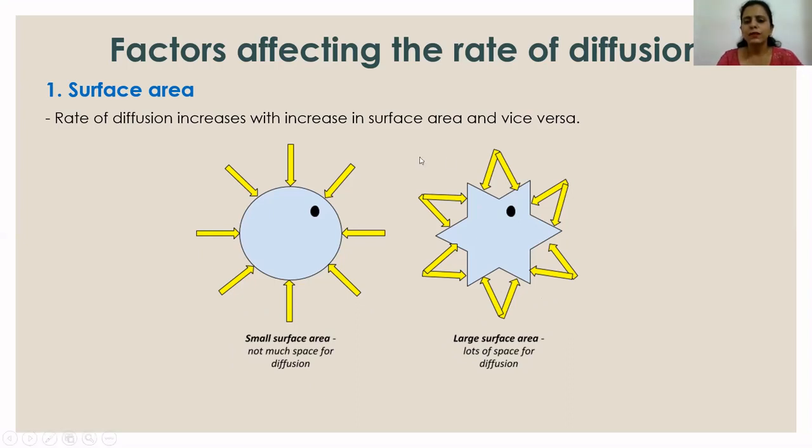So if surface area is more, obviously the rate of diffusion increases, because in one particular time more molecules can be diffused from one region to another region. So remember that if there is an increase in surface area, the rate of diffusion will also increase, and if there is a decrease in surface area, the rate of diffusion will also decrease.